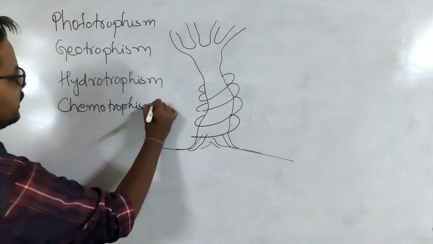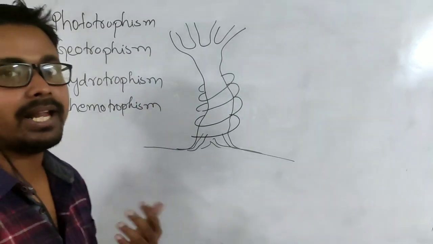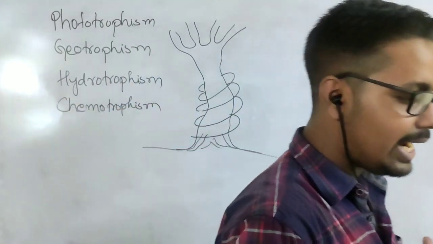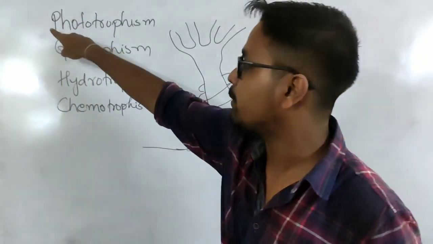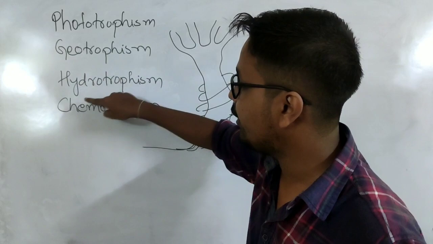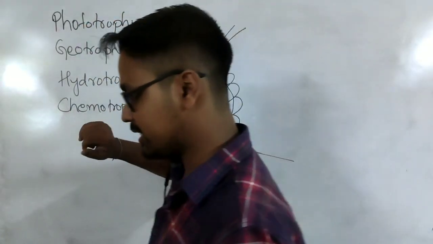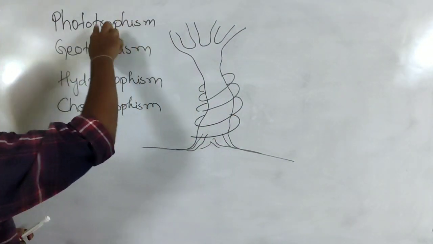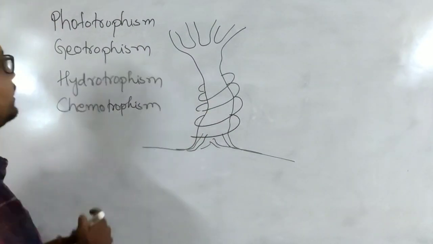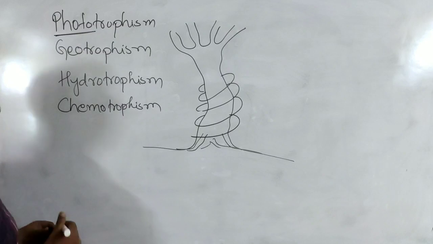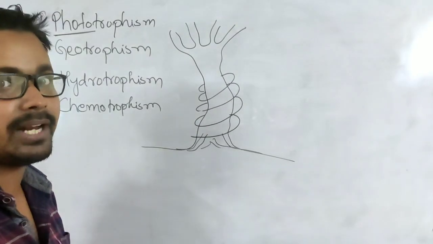These trophisms mean the direction in which the plant is going to grow. The direction depends on different factors, and these are the different factors: photo, geo, hydro and chemo. So as the name suggests, phototrophism means direction of growth of plants based on photo. Photo means light. So which direction the light is, that will determine in which direction the plant grows.